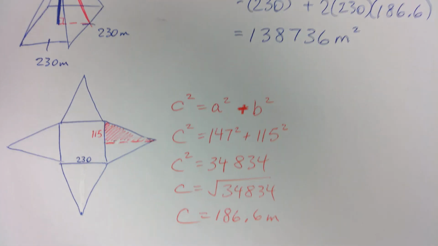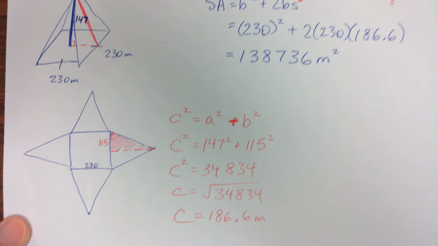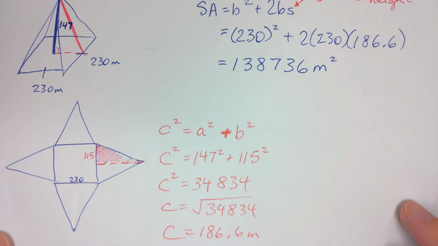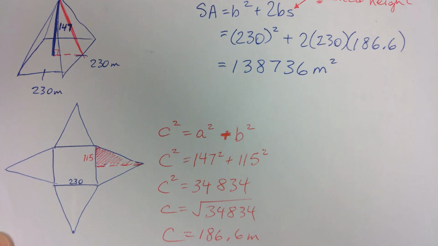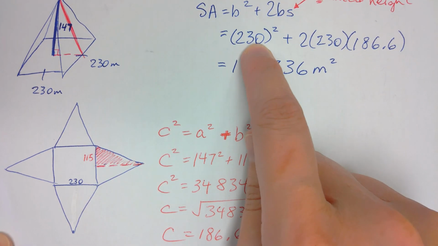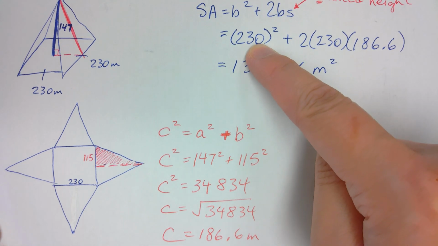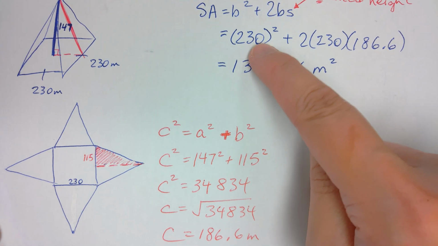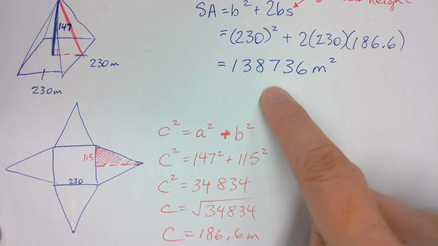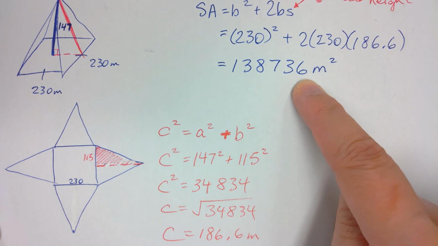That's the slanted height. Now that we found S, it's just simply plugging it into the formula, b squared plus 2bs. B right here is 230 again because we're looking at the overall big picture. So not 115 anymore, it's 230. Multiply it, and then you get this as the answer.